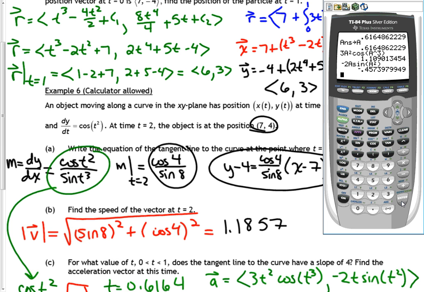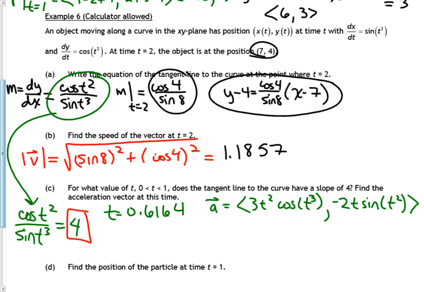So again, write those down on your paper. I'm going to go ahead and write those down on my paper now. So my acceleration vector is going to be 1.1090 comma negative 0.4573. Now I would have looked ahead to see if I needed those values for anything in the next problem, but I can see that I don't because it's just talking about the position.